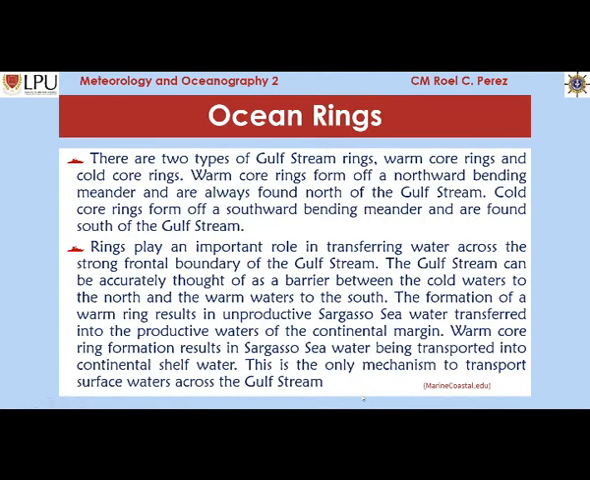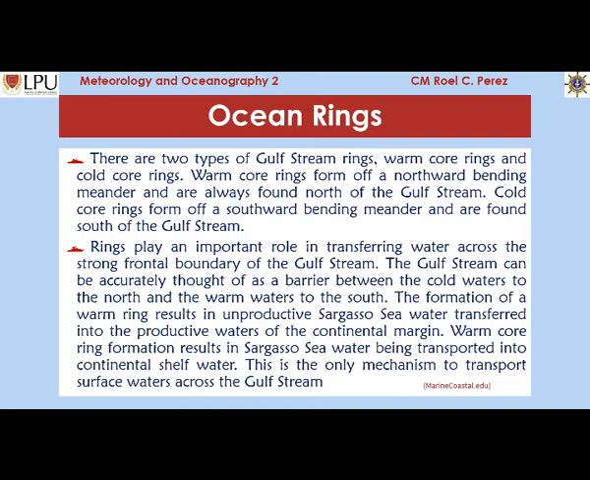Okay, there are two types of Gulf Stream rings, warm core rings and cold core rings. Warm core rings form from a northward bending meander and are always found north of the Gulf Stream. Cold core rings form from a southward bending meander and are found south of the Gulf Stream.